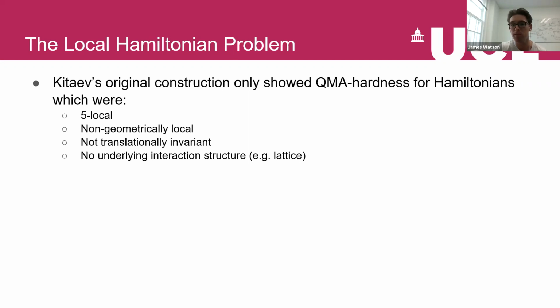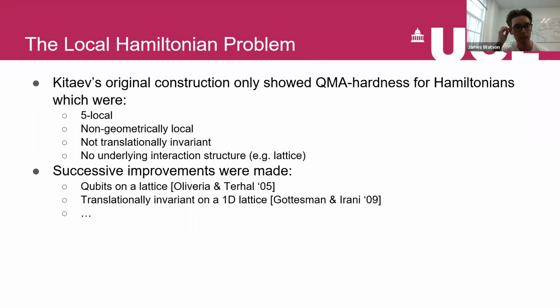And so you might ask, if I restrict to physical systems which look like those that appear in nature, does this problem suddenly become computationally easy? And the answer appears to be no. Some very smart people came along and showed that even if you just have qubits on a lattice, so a spin-1/2 system on a lattice, or a translationally invariant nearest neighbor system on a one-dimensional chain or lattice, then this problem remains computationally intractable.